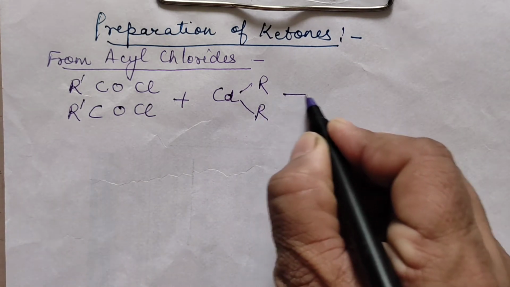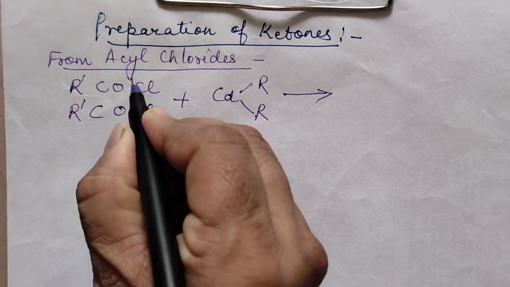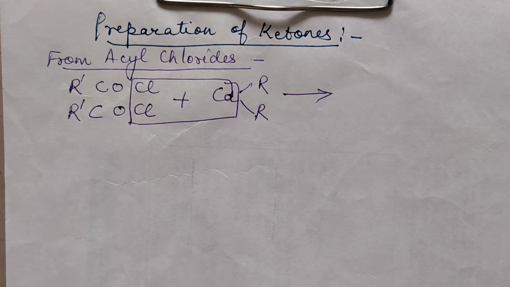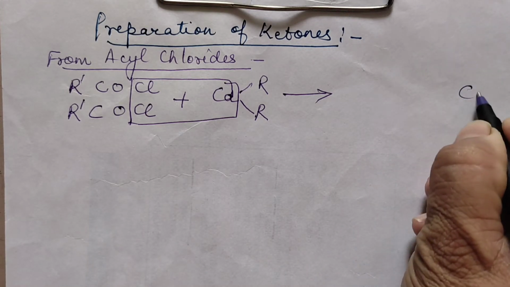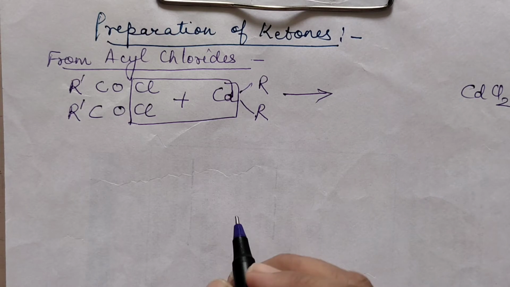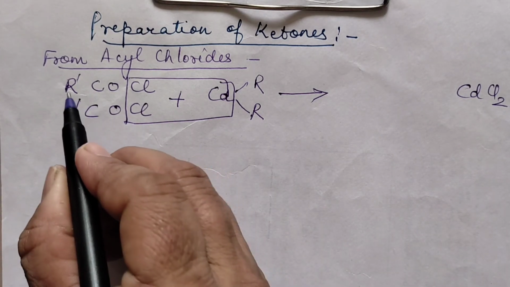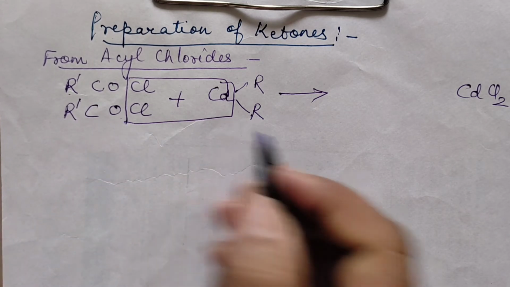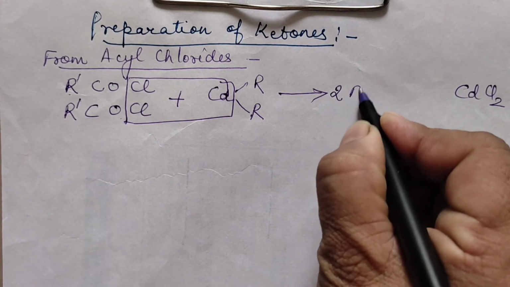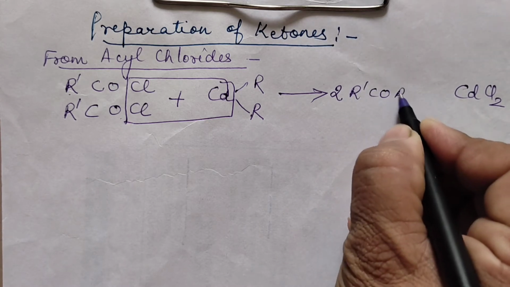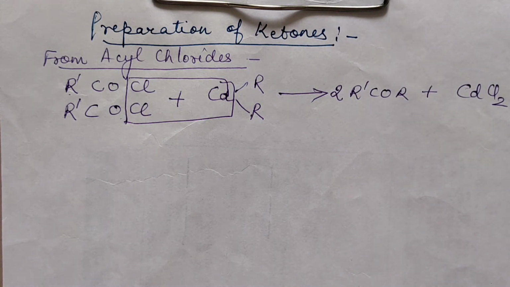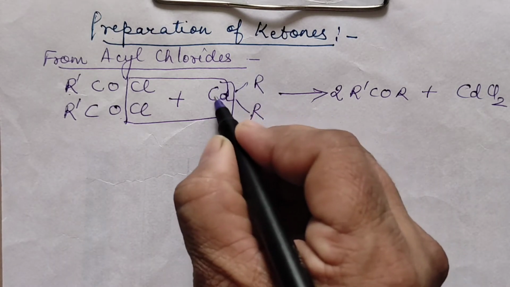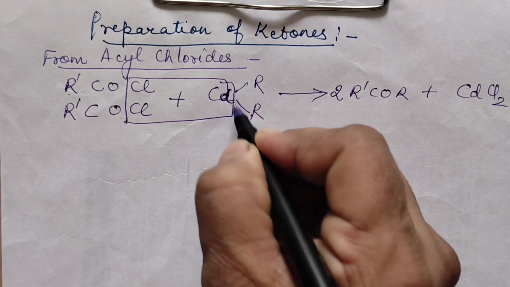Now first, it will come out as cadmium chloride. So one product you are getting here is cadmium chloride. Apart from that, what else you get is R dash COR. That means you are getting two molecules of R dash COR, that means two ketones. Now you must be wondering how we prepare this CdR2. How do we prepare it?